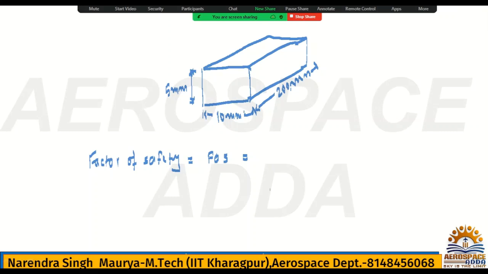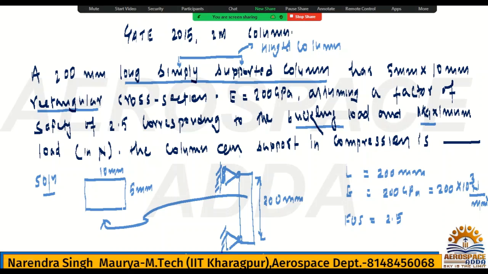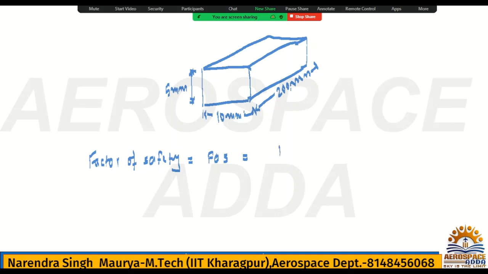Okay, allowable stress or allowable load, or you can say in terms of loading. Here they have given the buckling load, right? Buckling load and maximum loading, that value they have given here. So FOS in terms of this given data, I'm just going to write. FOS is nothing but buckling load divided by maximum load. That's the meaning of it.